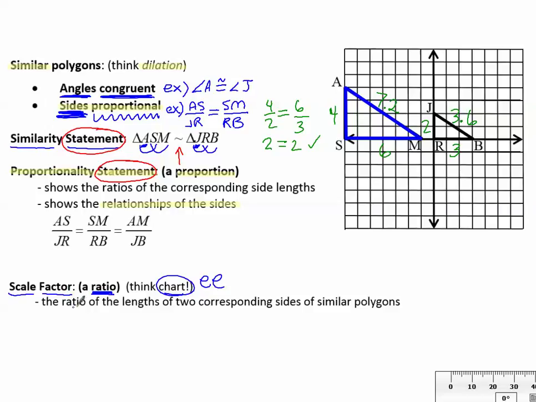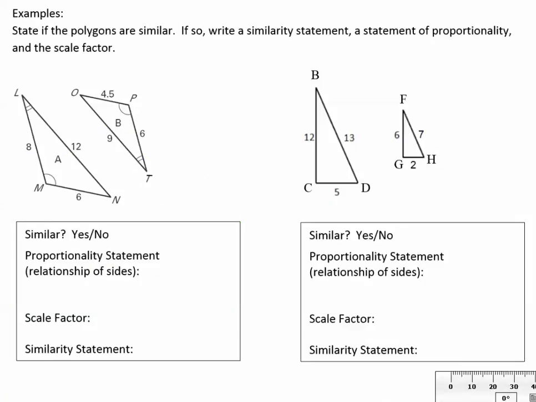The scale factor is the ratio of the lengths of two corresponding sides of similar polygons. So in this case, 4 over 2 simplified down to 2 over 1, so 2 over 1 is the scale factor of those similar triangles. Let's take a look at some examples.